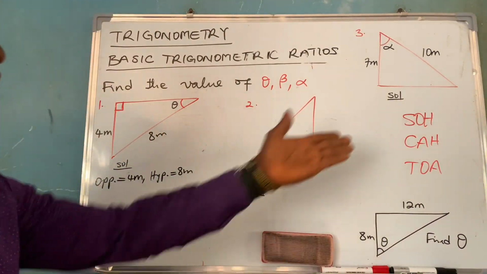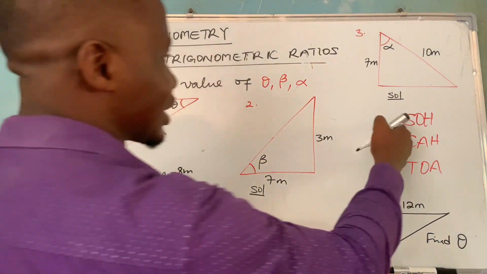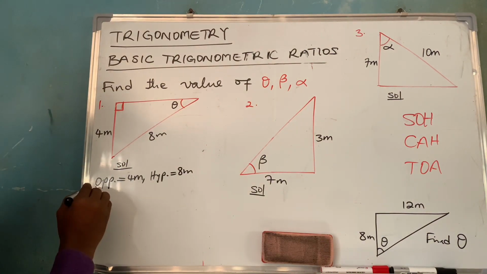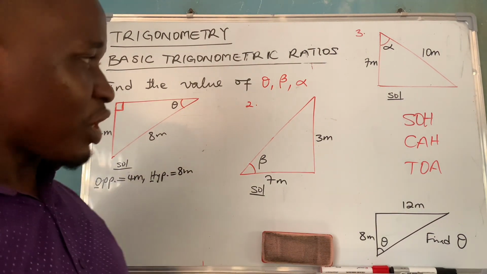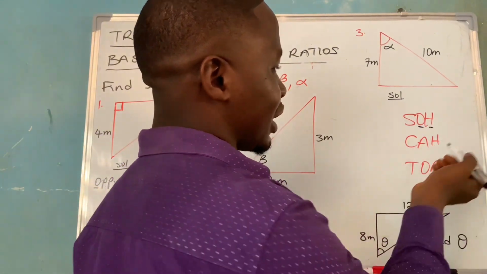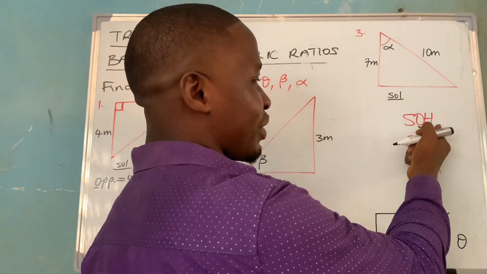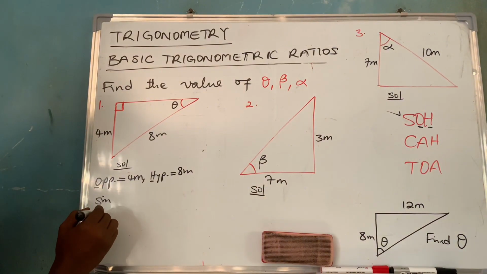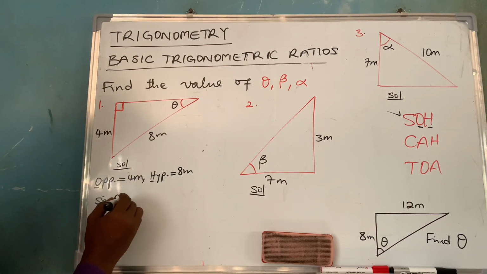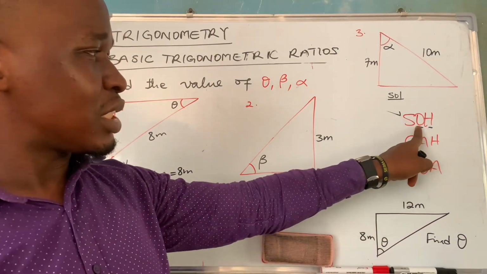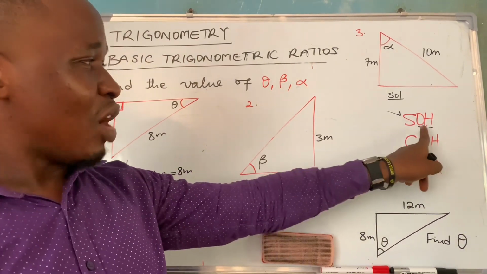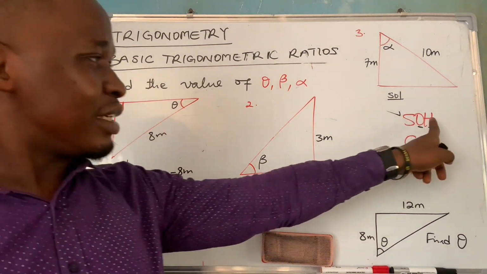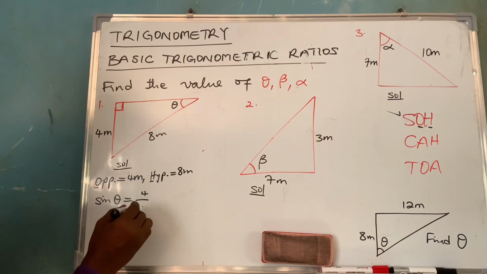Now let us see which of them we are to use, whether we are to use sine, cos, or tan. But in this question we have OH. Fortunately, this is OH. The ending is OH, so we are to apply sine. So sine of an angle, the angle here is theta, is equal to the opposite over the hypotenuse. The opposite is 4 meters, and the hypotenuse is 8 meters.